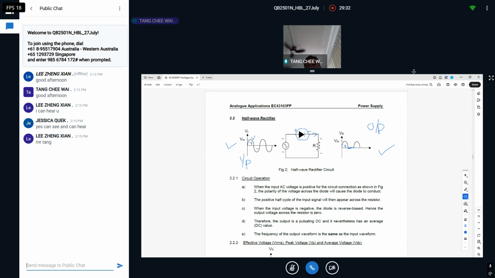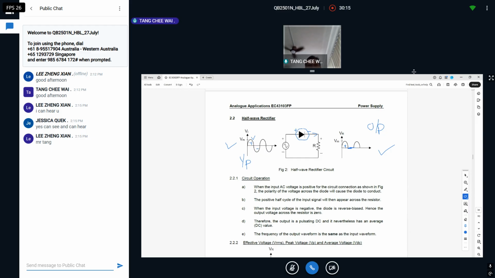Because no current flows, there's no voltage drop across the resistor, no waveform here. Are you okay first? I pause for a short while. If there's anything you want me to clarify, please tell me. Thank you. Are you okay with the explanation for the half wave first? Any question? Any question for the half wave rectifier? No? Okay, then I continue.